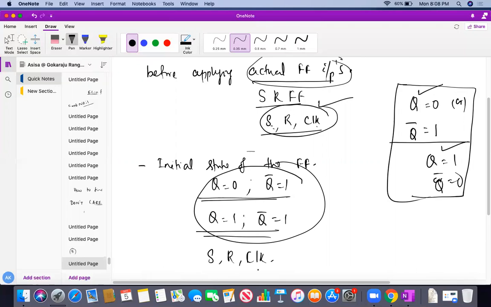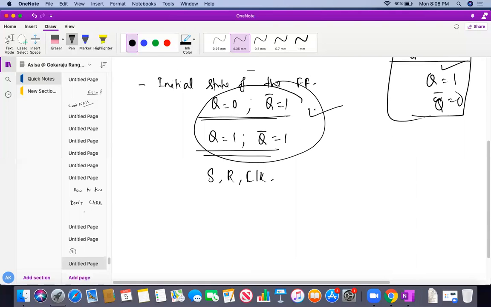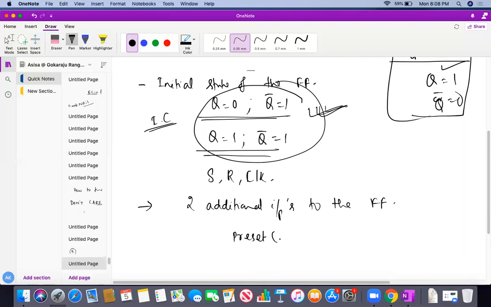All of you understand, students? In order to specify the initial conditions, we require two additional inputs to the flip-flop. What are those additional inputs? The additional inputs are preset, PR, and clear, CLR. All of you understand?